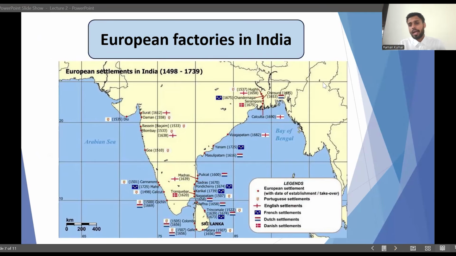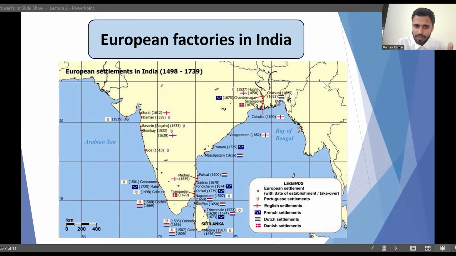Basically there were a lot of British factories. It is not very fruitful for me to tell you about each factory. You should just see this map and try to remember these factories. Questions have been asked in the past. Be very, very careful. As you can see, Pulikat is there, Karaikal is there, Nagapattinam is there, Mahe, Kannur, Calicut, Goa, Bombay, all of it.